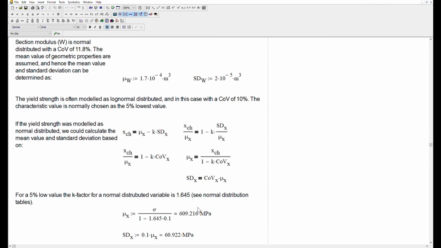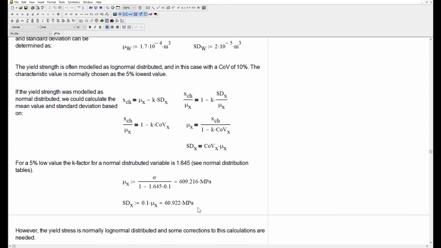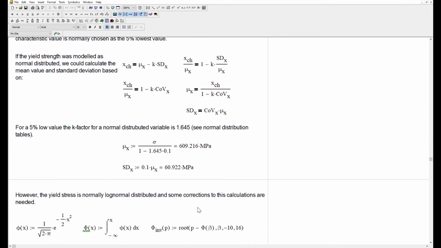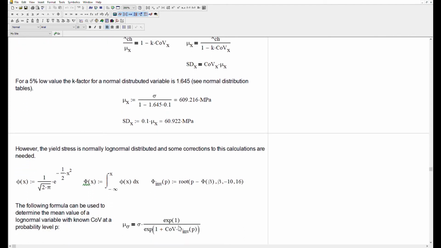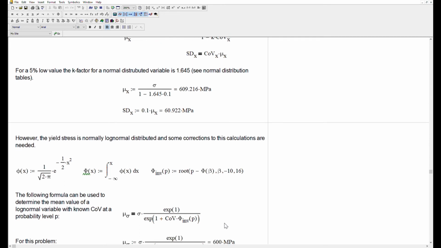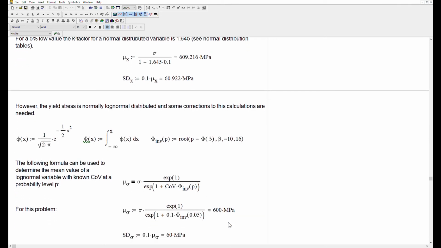However, as we said in the beginning, this is a simplification by using the normal distribution. So if we want to use the log normal, as we expect to be correct for this type of problem, we need some definitions of the normal distribution first, and then we can calculate the mean value according to this formula, which I will not explain here, but it can be derived from the normal distribution. And we can calculate the mean value giving 600 megapascal, and the standard deviation will then of course be 60 megapascal.